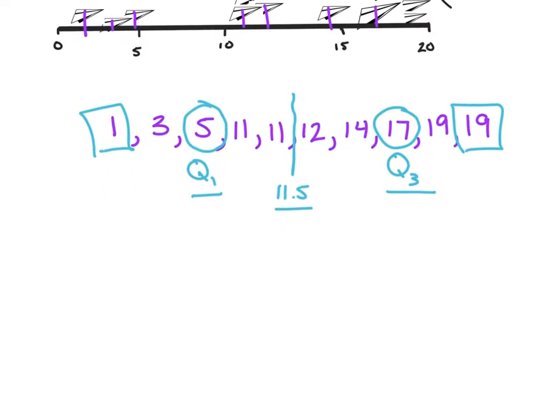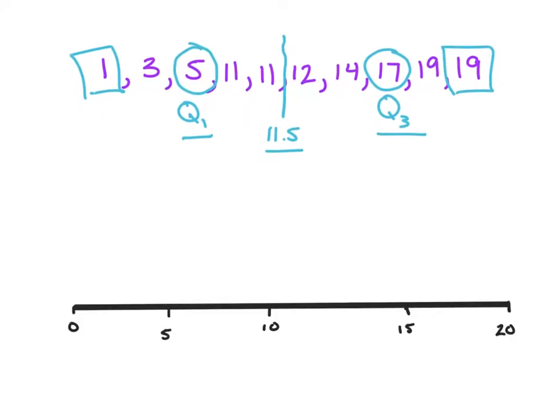Using these values, we can draw a box and whisker plot. And if you notice, there's 25% of the data, or 25% of the planes, in each quartile.